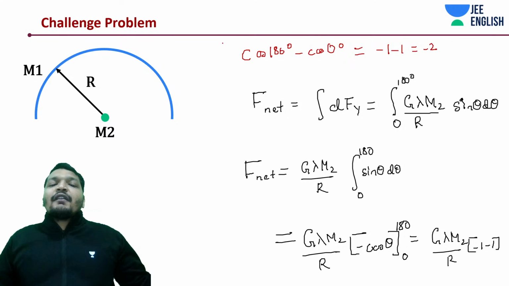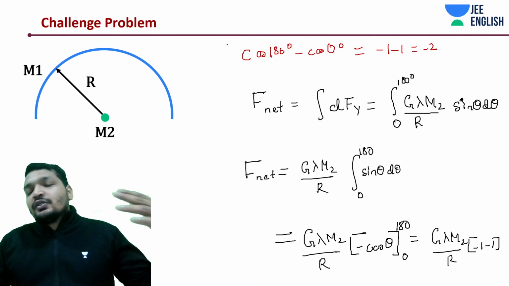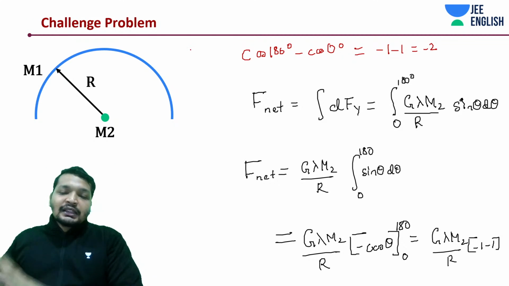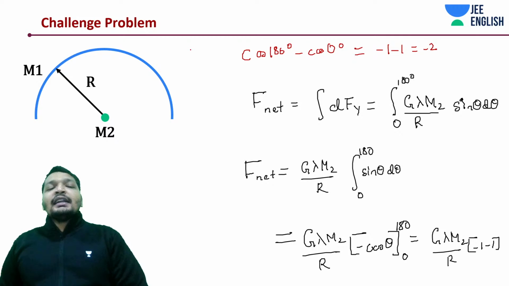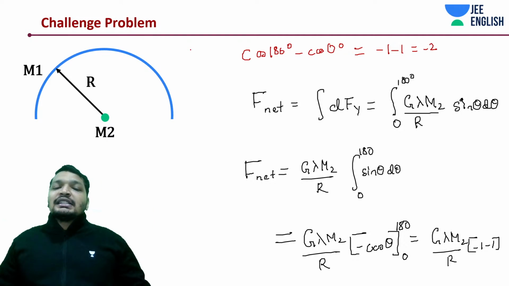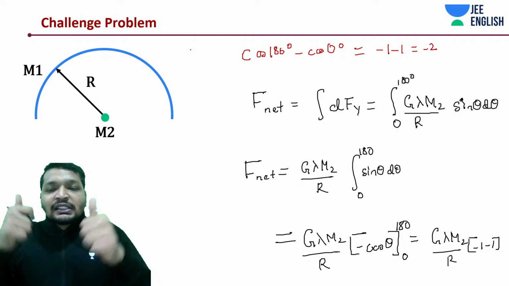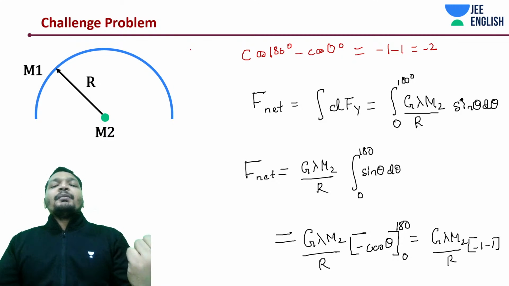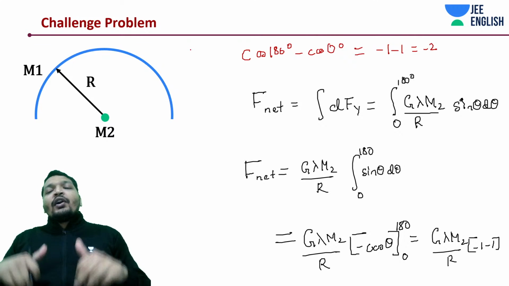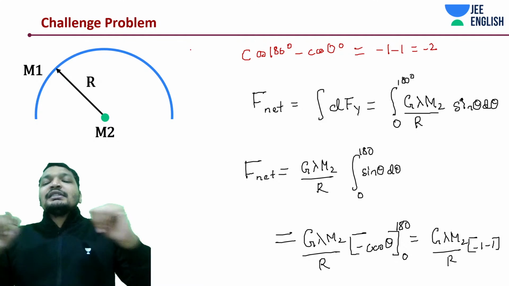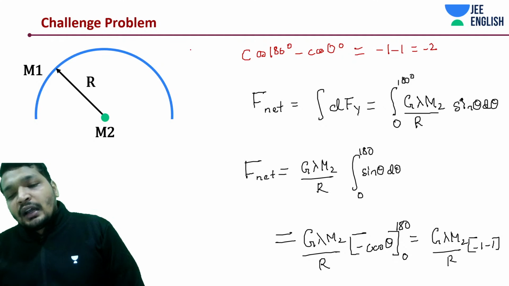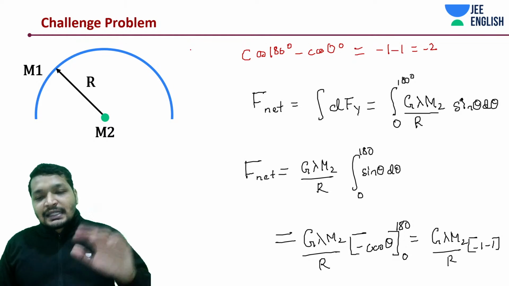Don't try to justify it, students. That will just spoil your concept. This is what the math comes out to be. Let it be. Finally, the direction is a decision that you need to make. What you have understood is that only the sin theta component remains, the y-axis component only remains, and the x-axis components get cancelled out due to an equal and opposite force. Whatever remains you integrate, and you get something like 2 into G into lambda m2 by r. That is it.